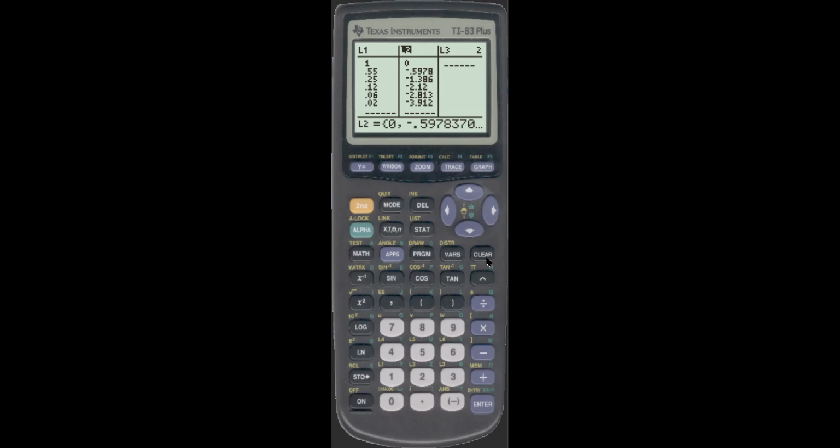Another way to clear out a list, this is also important, is you hit clear, enter, and it clears it all out. So you go up to L2, and my cursor is showing you that you can enter a formula for L2. That formula for L2 is LN, second 1 to get L1. So you're taking the natural log of everything in L1, and then you hit enter. Thank you.